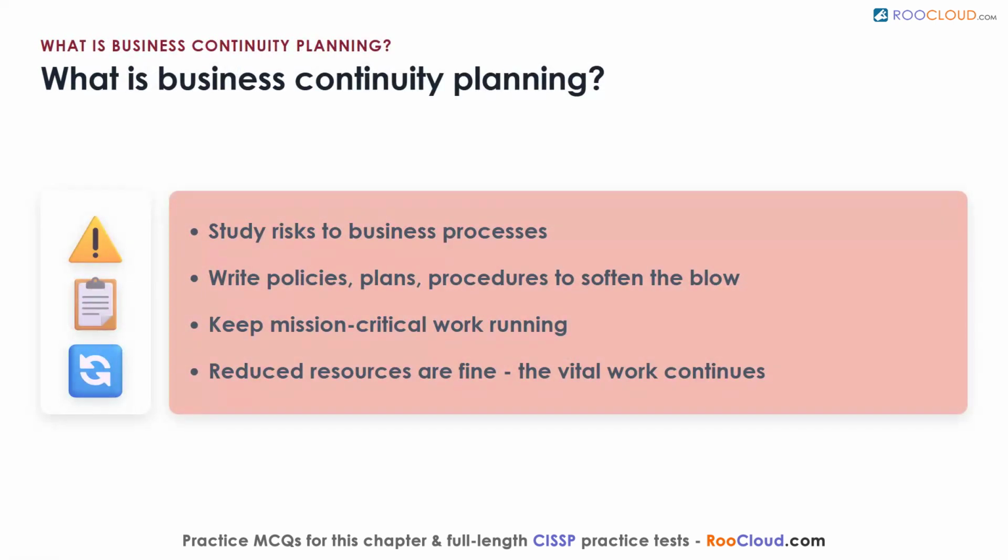So what is business continuity planning, and what is it protecting? At its core, it is the work of studying the risks to your business processes and then writing the policies, plans, and procedures that soften the blow when something goes wrong. The aim is to keep the organization running through an emergency. You may operate on reduced staff, limited infrastructure, or a fraction of your usual resources. That is fine. As long as your mission-critical work keeps moving, the plan is doing its job.